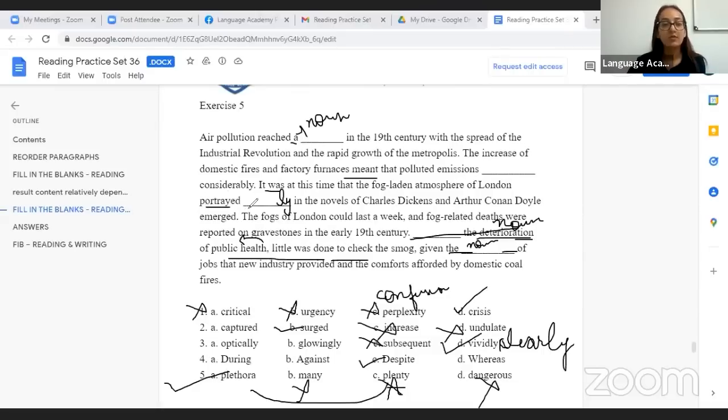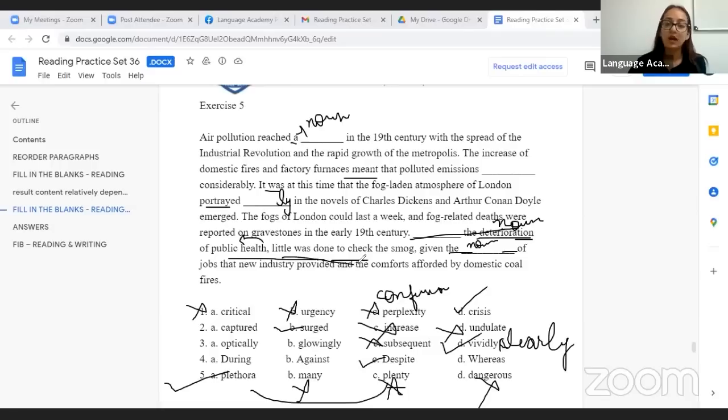Portrayed, how were they portrayed? Very clearly portrayed, means very clearly this topic was written in the books, in the novels of Charles Dickens. Very clearly he wrote about these things. The fourth one, dash the deterioration. The public health was damaged, still nobody was doing anything. So that means despite this, nothing was done.